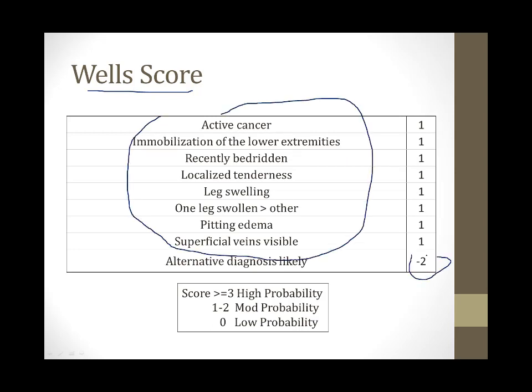You subtract 2 points if an alternative diagnosis to pulmonary embolism is likely, and a score of greater than or equal to 3 means a high probability patient, a 0 score means a low probability patient, and 1 or 2 are in the middle. And as I said before, this is often used in the emergency room to determine which patients need a CT angiogram for potential diagnosis of a PE.